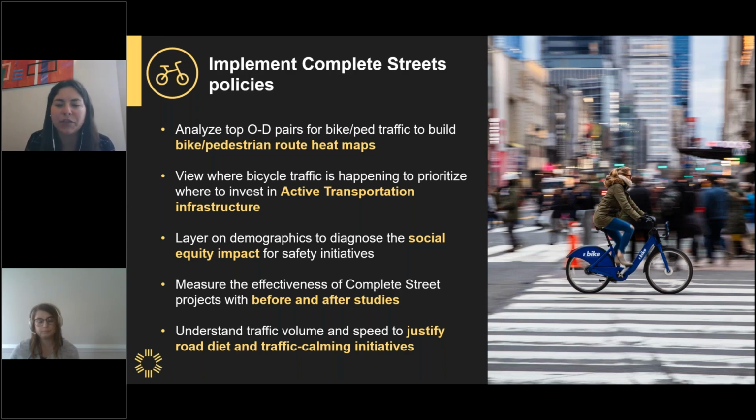Streetlight Insight allows you to analyze top OD pairs for bike and ped traffic to build bike and pedestrian route heat maps, view where bicycle traffic is happening to prioritize where to invest in active transportation infrastructure, layer on demographics to diagnose the social equity impact for safety initiatives, measure the effectiveness of complete street projects with before and after studies, and understand traffic volume and speed to justify road diet and traffic calming initiatives.